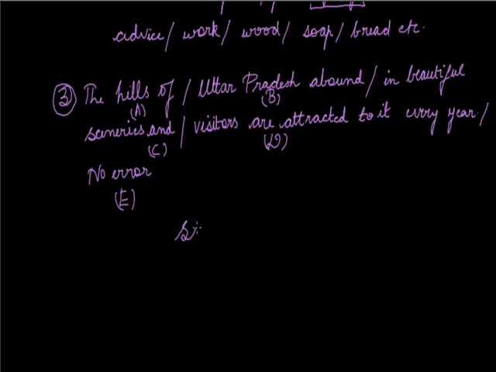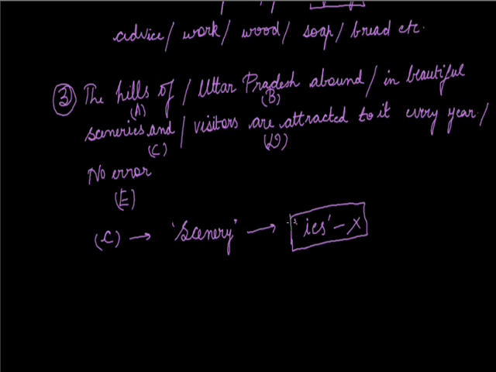This word scenery is also an uncountable noun. The error is in part C. And this word scenery is also an uncountable noun which can't be pluralized using s, es or ies. This addition of ies is absolutely incorrect. This can't be used with scenery to make it pluralized.